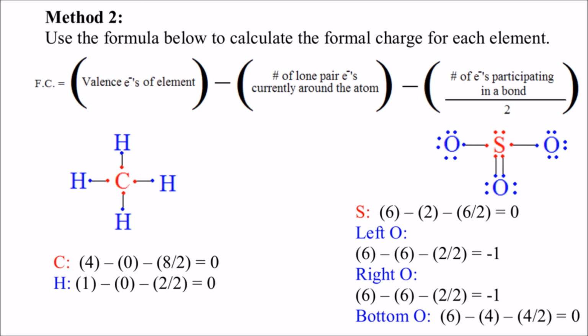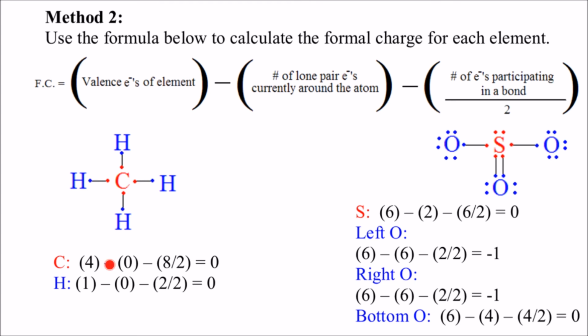Okay, let's look at carbon. The number of valence electrons is 4. There are no lone pairs around that carbon right now. And there are 8 electrons participating in a bond right now. So we've got 2, 4, 6, 8. And then we divide that number by 2. So 8 divided by 2 is 4.